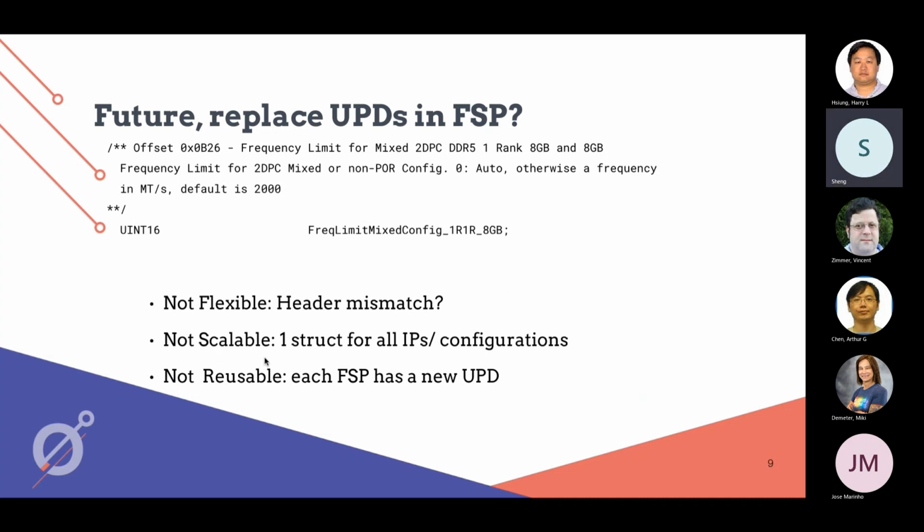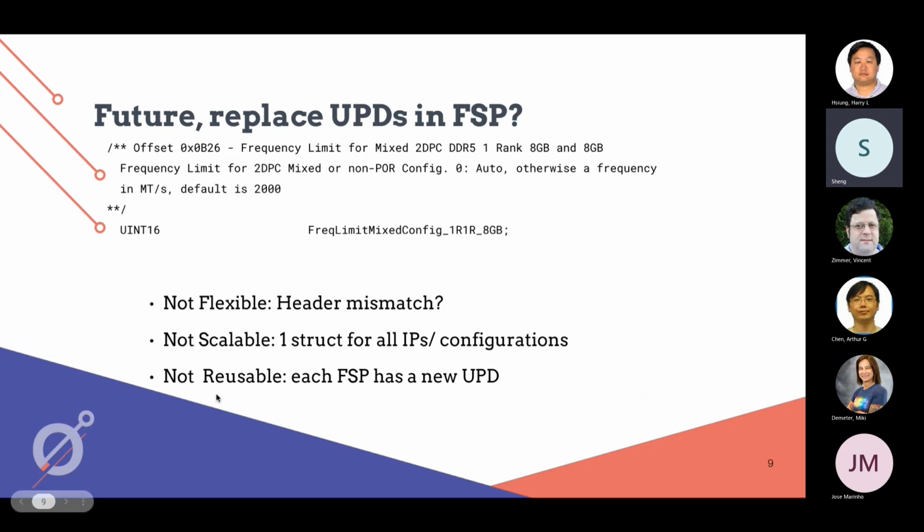The second thing is that it's not scalable. It's one struct for all the IPs and configurations, so you have a whole chunk of FSPS file. It's very hard to navigate if you are a customer. You want to see, if I want to go to UART, where should I go? If I want to go to the graphic settings, where should I go? It doesn't categorize or separate the FSP configurations in a very clean way. So it's not scalable in this way.